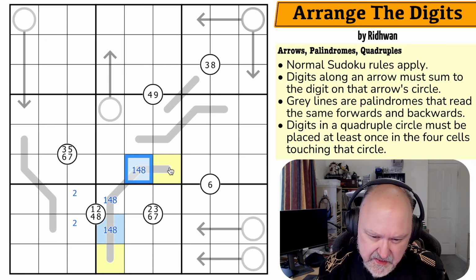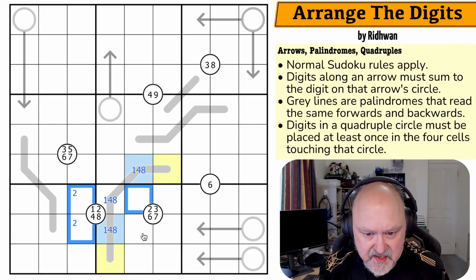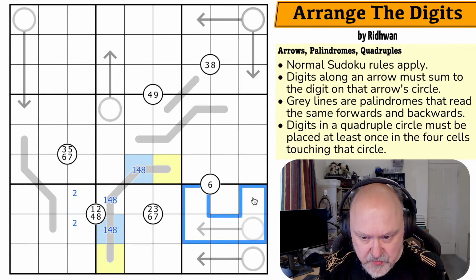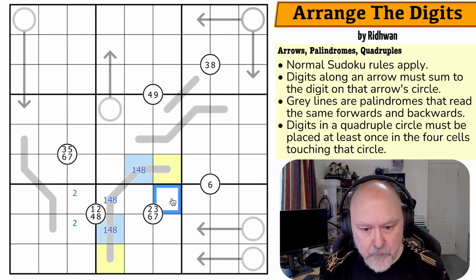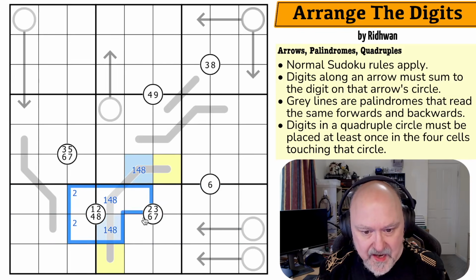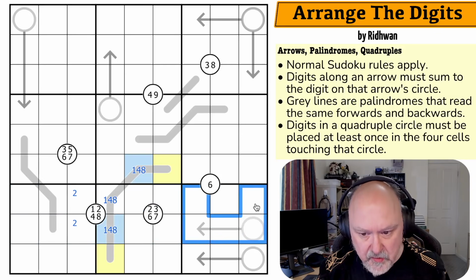Is that getting me anywhere? Well, I could see 2, because 2 is in here and in here. I can't put 2 in any of those, because there must be one 2 around this quadruple and one 2 around this quadruple. And because there's only one 2 in this row and one 2 in this row, this is taking up the two 2s that must be placed in those two rows. So I can't put a 2 anywhere else in these rows.